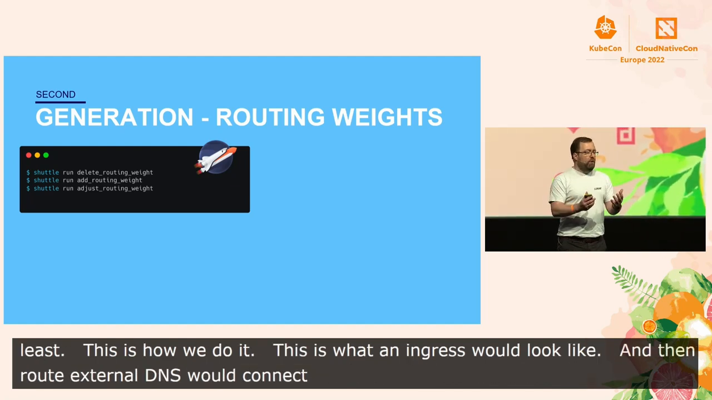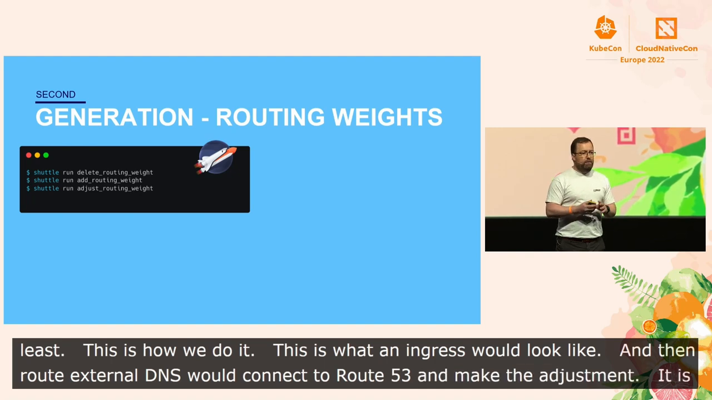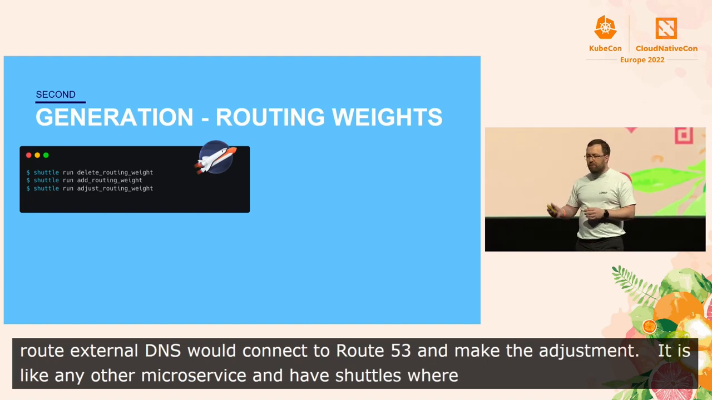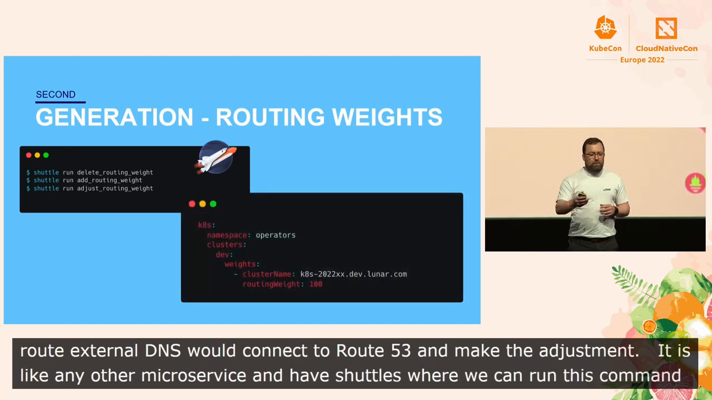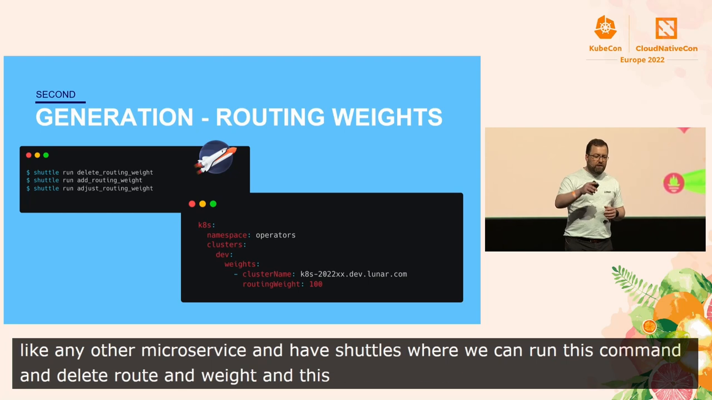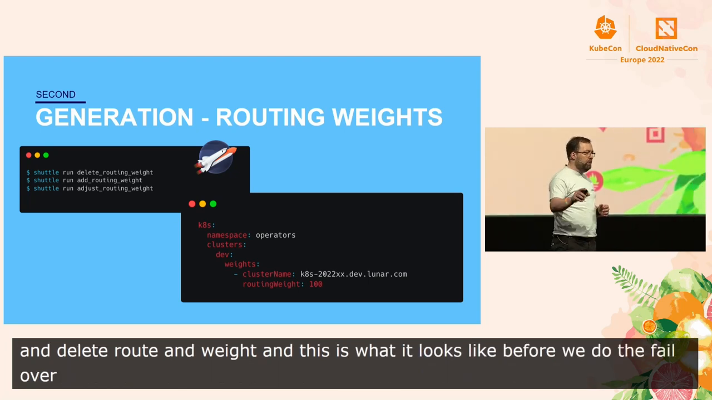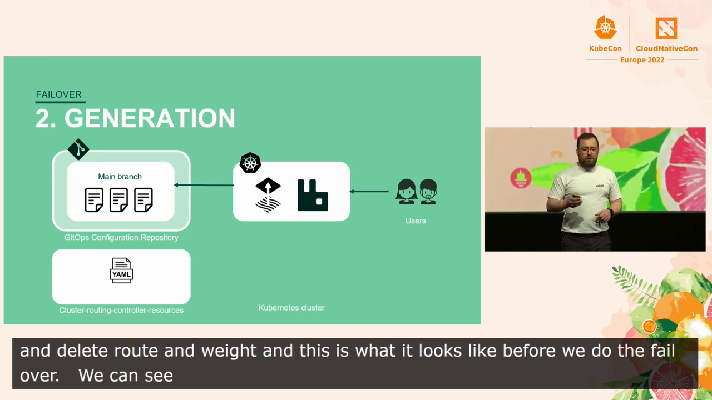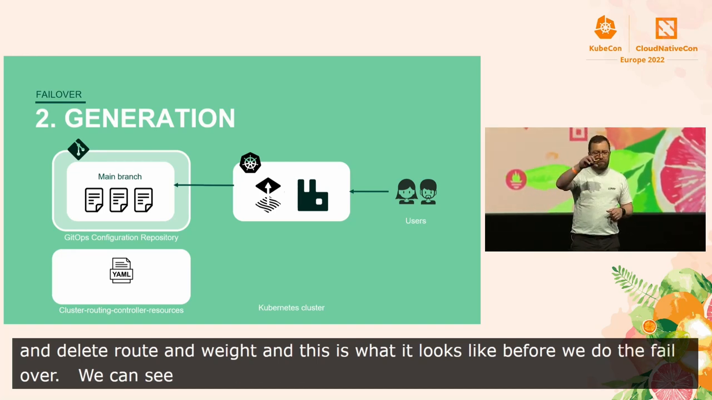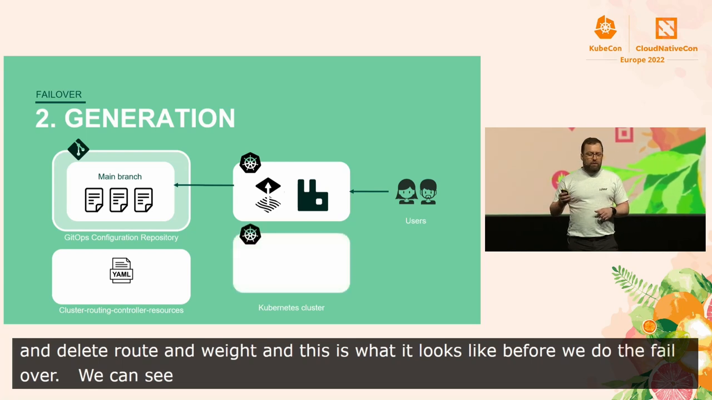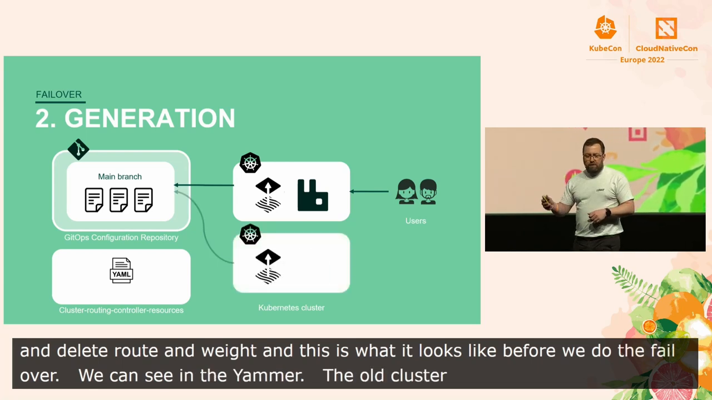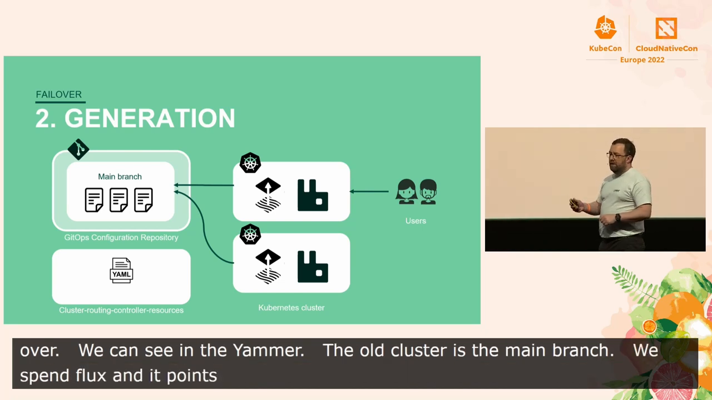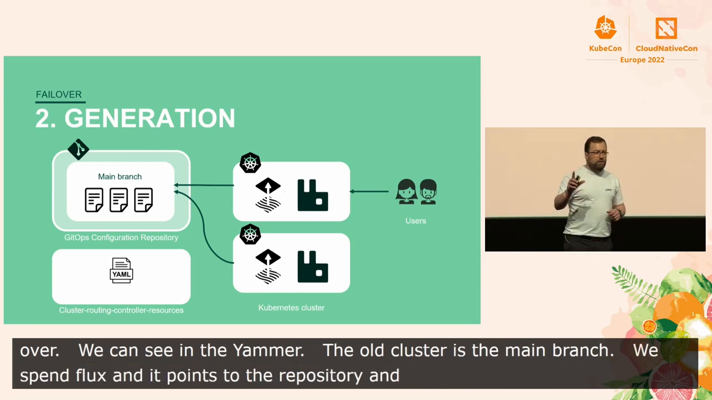It's actually a repo just like any other microservice, and we have Shuttle where we can run commands like delete routing weight, add routing weight, adjust routing weight. And this is what it looks like before we do the failover. We can see in the YAML we have one cluster with 100%. What we do is we have this extra repository. The old cluster is pointing to our main branch. We create a new cluster. We spin up Flux. It points to the GitOps repository. Everything spins up, and we then have no traffic yet to the new cluster.